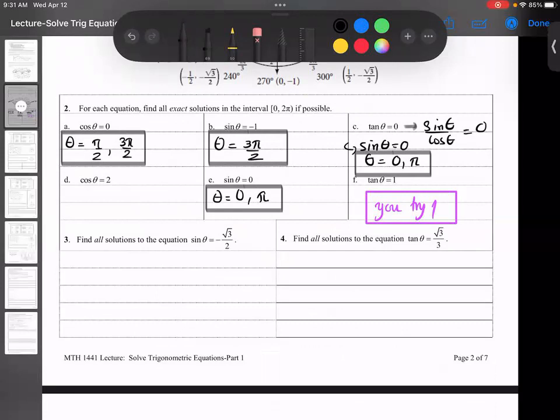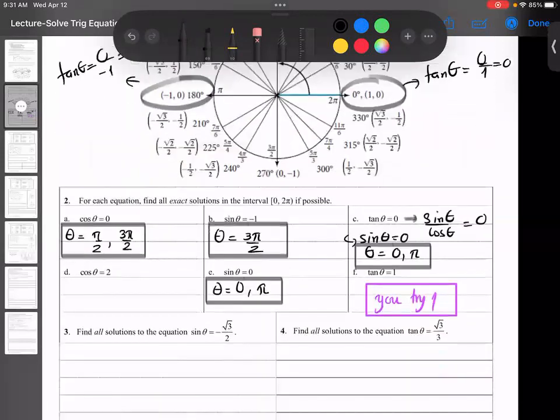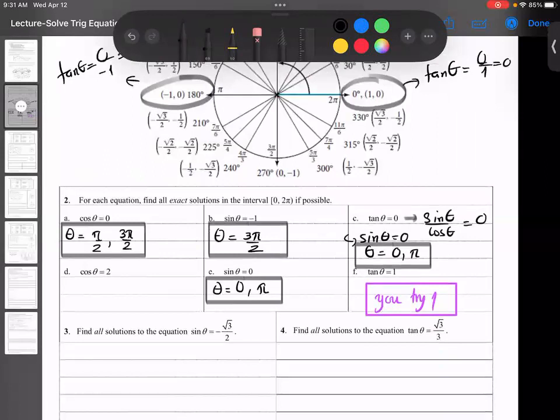Because the unit circle is only 0 to 2 pi, but why is it undefined? What happens when you take the cosine inverse? Your calculator says error, right?